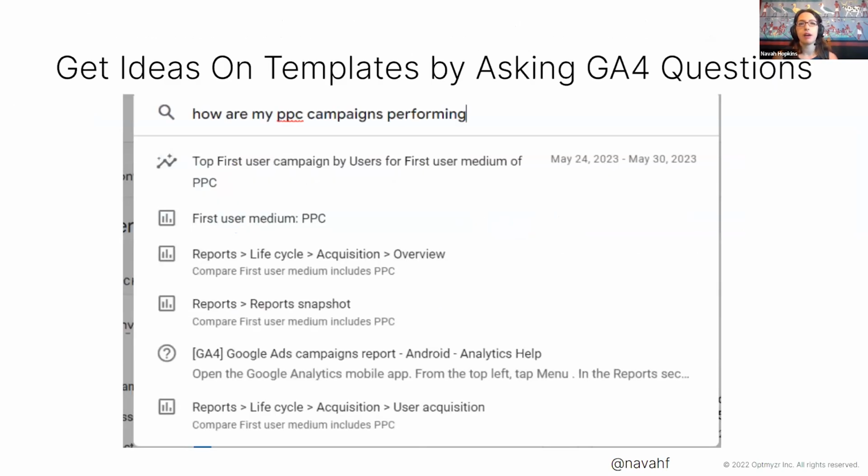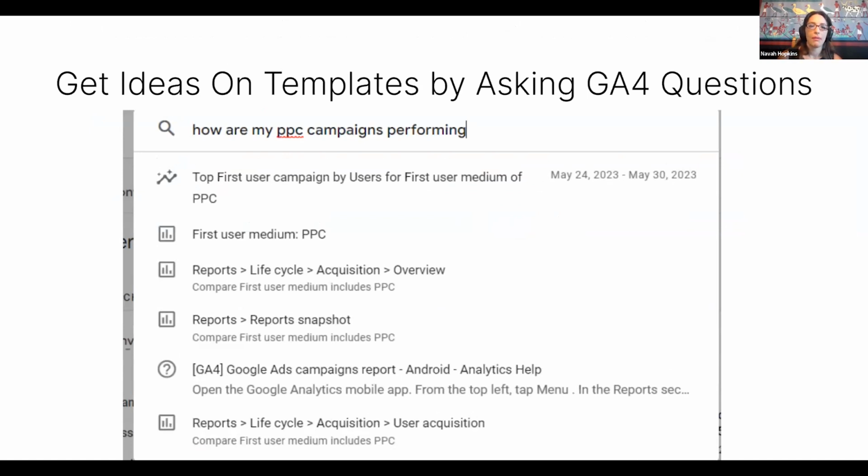Now, in terms of how our campaigns are performing, I definitely recommend using the conversational reporting piece just to get those ideas. What you'll notice, though, if we ask how are my PPC campaigns performing, you'll see that GA4 is not quite sure what I mean by that. So the more specific the ask and the more specific the prompt ties in a metric that you've already put into GA4, the better chance you'll have.